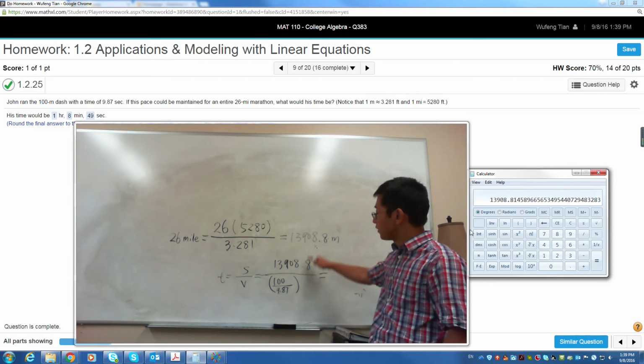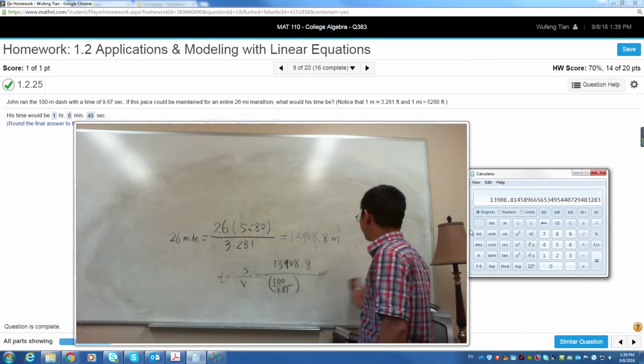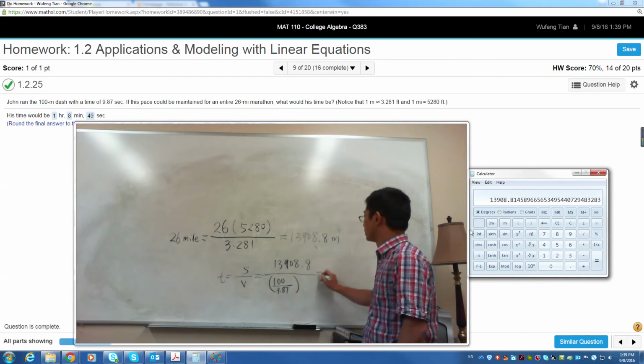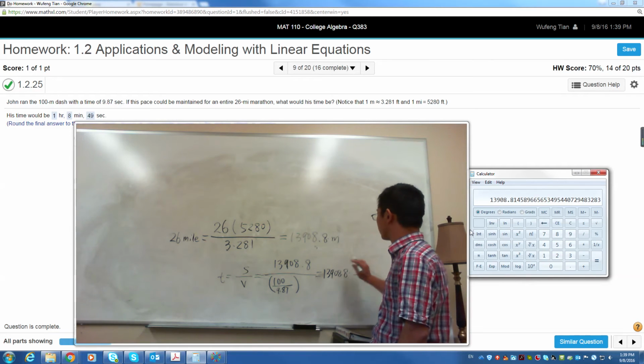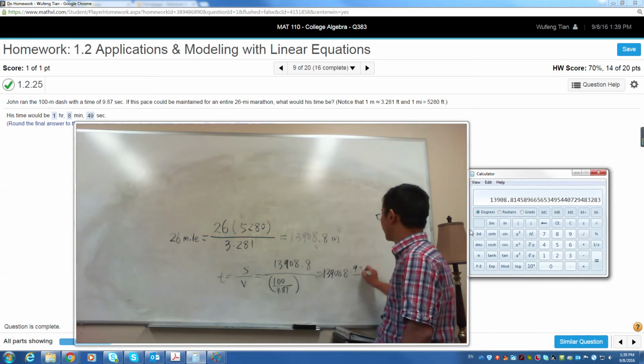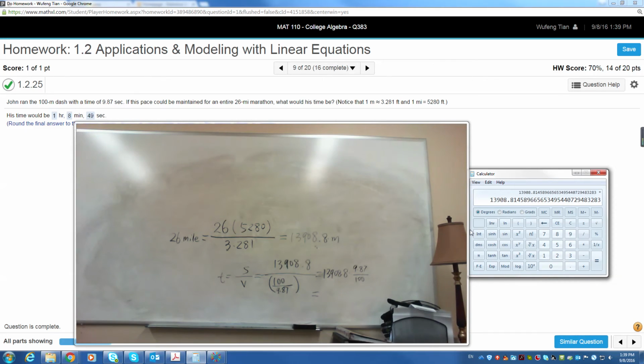So now you find that one is, if you divide it by a fraction, you multiply by the reciprocal. So it's 13,908.8 multiplied by the reciprocal, 9.87 over 100. You're going to have something multiplied by 9.87 divided by 100. Something's wrong. Let me see.